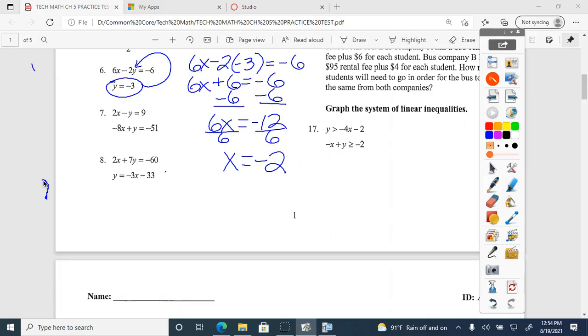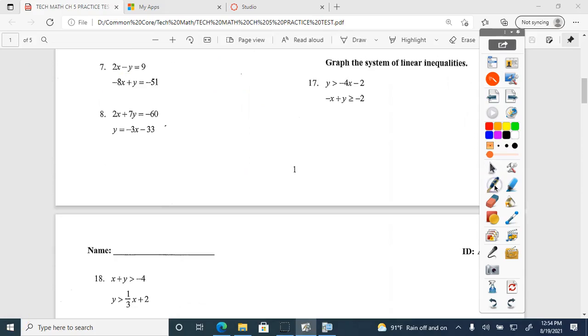Anyway, all right. Everybody good on 6? Coach, we good? Come on. Number 7. How are we gonna work that one? Elimination. It is definitely set up to do elimination. Do we have to do anything special, or can we just add up the equations? Just add them up. The y's are gonna naturally do what? Cancel. Eliminate each other, cancel.